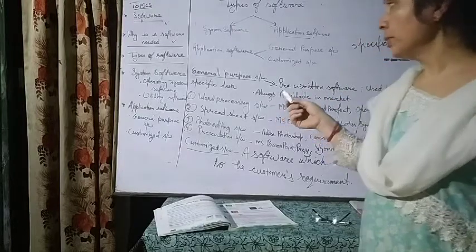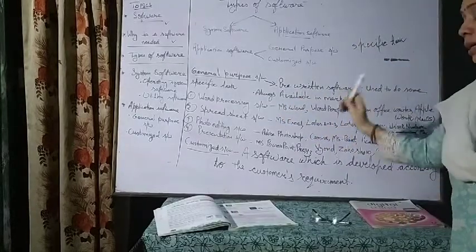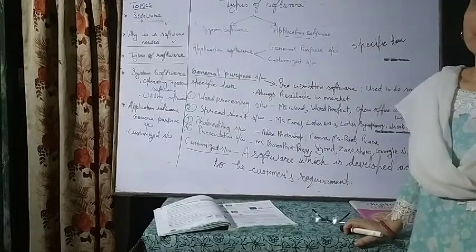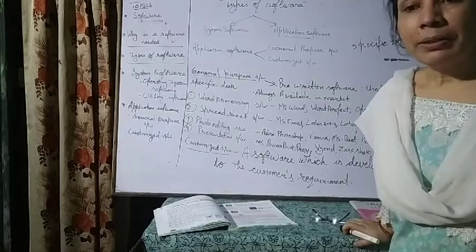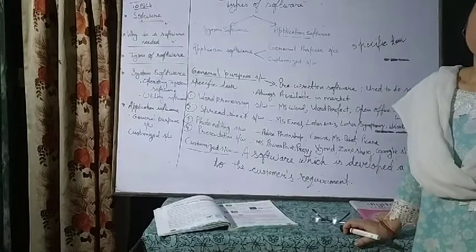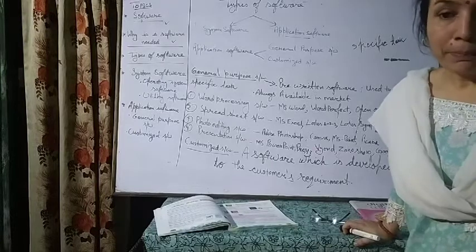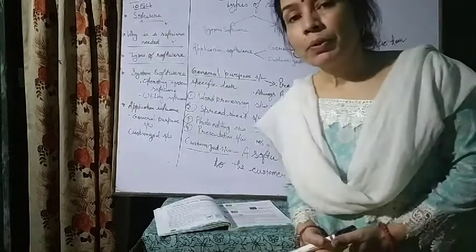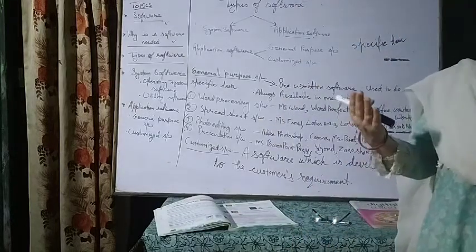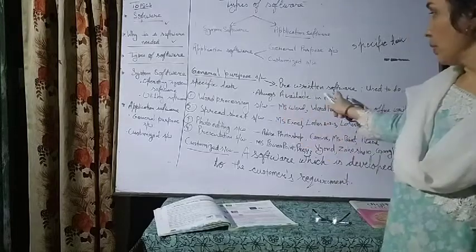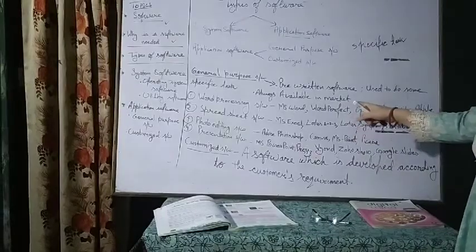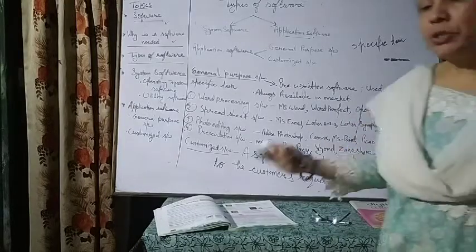Now, general purpose software, just now we had discussed. These general purpose software are pre-written software, developed by software companies. So these are available in the market. You can purchase them as per your requirement. You have to choose which software you are going to use. So these are pre-written software, general purpose software. You have to see what your requirement is.